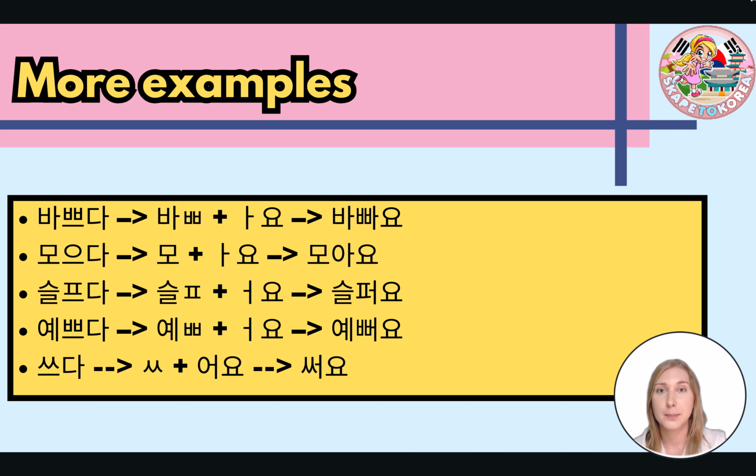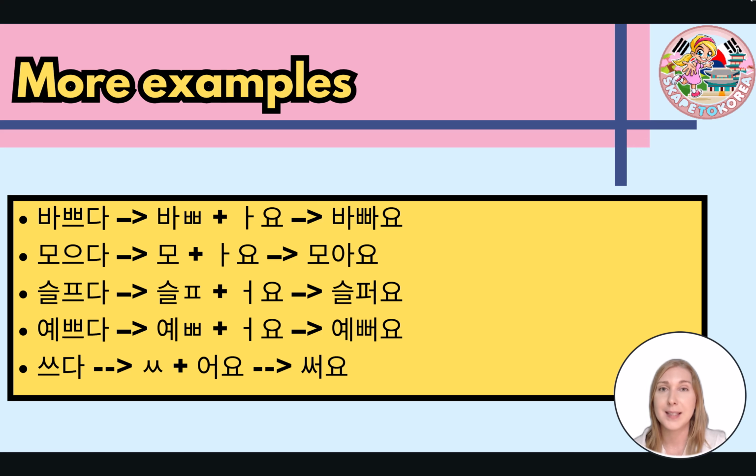슬프다, to be sad. So 슬, then we've got ㅍ because we're dropping the ㅡ and then we're checking what the vowel is. So the vowel that's there, the only one that's there is ㅡ, right? So we're adding 어요. It becomes 슬퍼요. 예쁘다, to be pretty. So we've got 예 and double ㅃ. There, the last vowel that's left is 예. And therefore, we're attaching 어요. And it becomes 예뻐요.